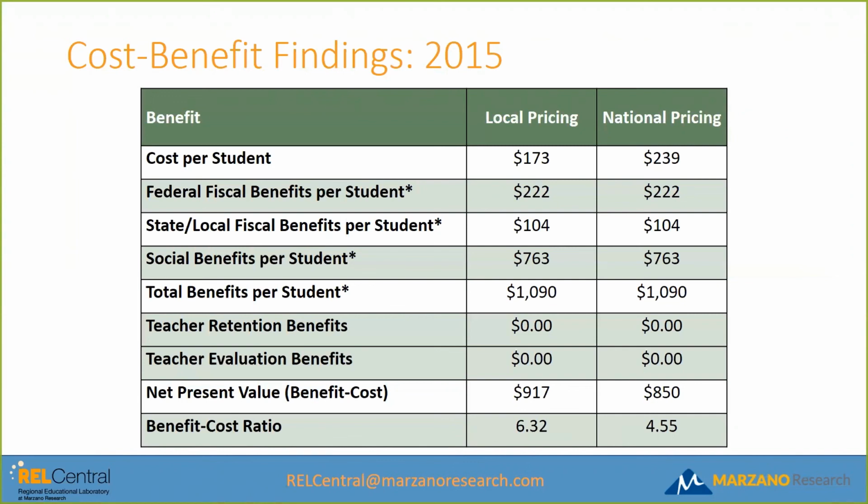So the first line is cost per student, 173 for local pricing, 239 for national. Then we figured out the federal fiscal benefits, so that includes, for those students with higher earnings, they paid higher federal income taxes, they participated in fewer federal social support programs and that sort of thing. And obviously the benefits were costed using the same prices.